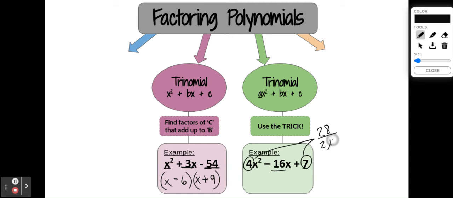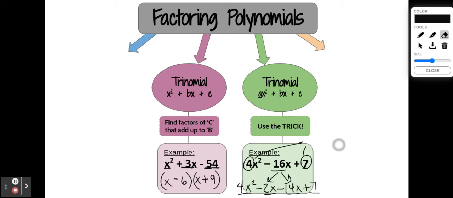And you can probably recall that 2 times 14 gives you 28, and you can use a 2 and a 14 to get you 16. So we're going to use 2 and 14. So that means we're going to break up this negative 16x into the two terms that made it. And that would be negative 2x and negative 14x. So I'm going to write that down here, and then I'm going to bring it over to the side so I can show my work. So 4x squared minus 2x minus 14x, that would have made the negative 16x, and then plus 7. So here are the 4 terms that created that polynomial.